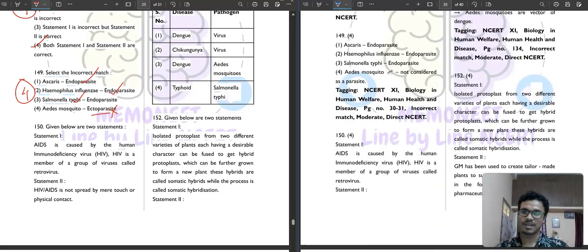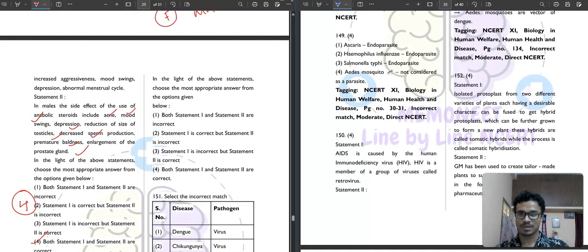The first statement says that AIDS is caused by the human immunodeficiency virus. HIV is a member of a group of viruses called retroviruses. Correct, that is absolutely correct. HIV or AIDS does not spread by mere touch or physical contact. Yeah, if you just touch the person, you will not get HIV. It mainly gets transmitted through blood transfusion and also sexual contact. So both statements are correct. The fourth option is your correct answer.